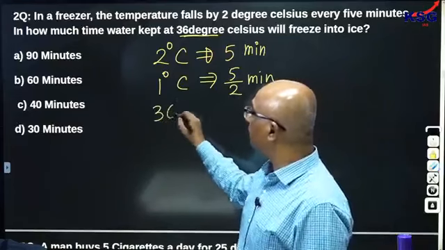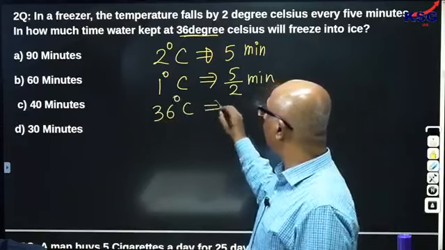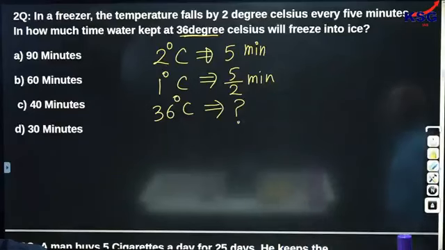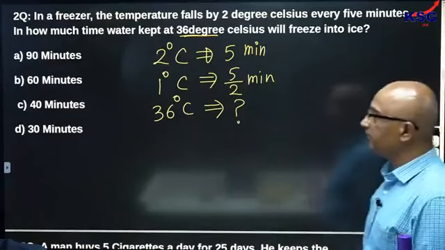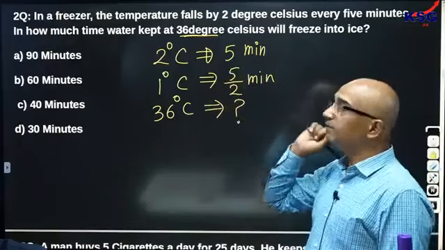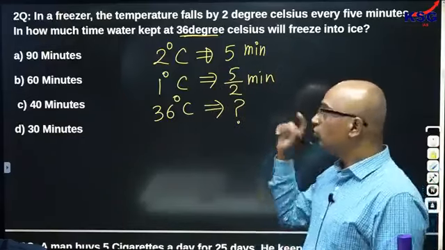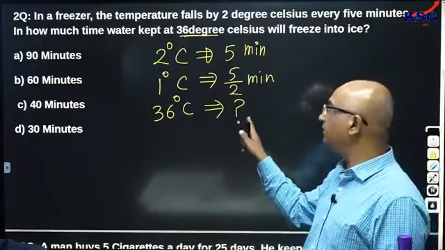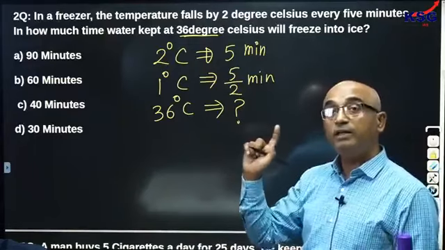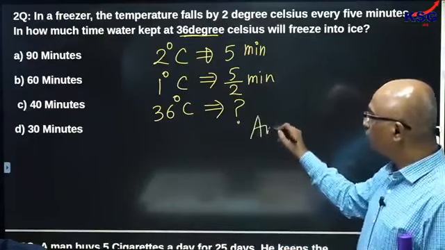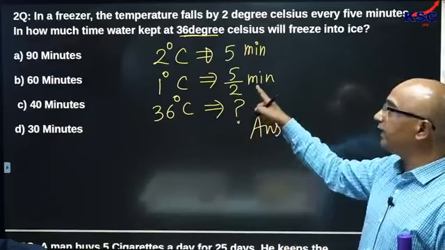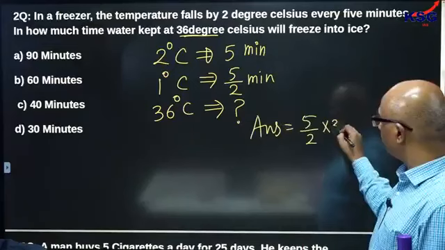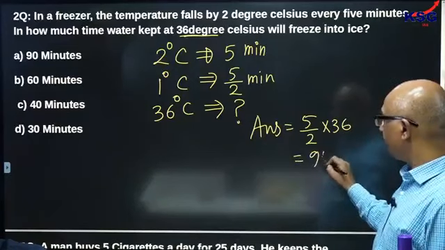So 36 degrees Celsius downfall will take how much time? 2 degrees Celsius downfall takes 5 minutes. So 1 degree Celsius will take 5 by 2 minutes. Unitary method. So 36 degree downfall will take more than 5 by 2 minutes. So 5 by 2 into 36. So answer is 90 minutes.